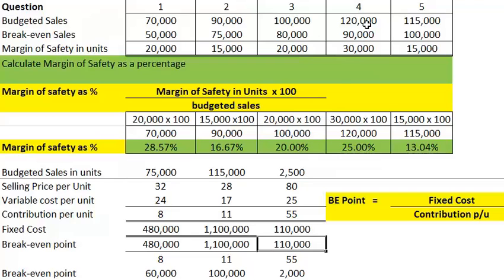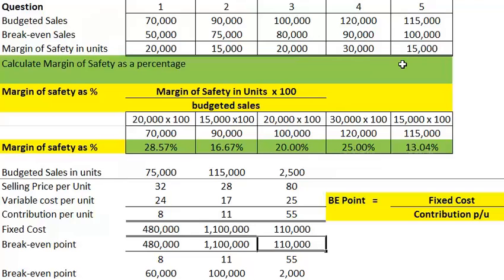Likewise, in question 4, budgeted sales given to us is 120,000. Break-even sales is 90,000. You deduct break-even sales from budgeted sales. We arrive at margin of safety of 30,000 units. In question 5, we are given 150,000 budgeted sales. We deduct break-even sales of 100,000. We arrive at margin of safety of 15,000 units.